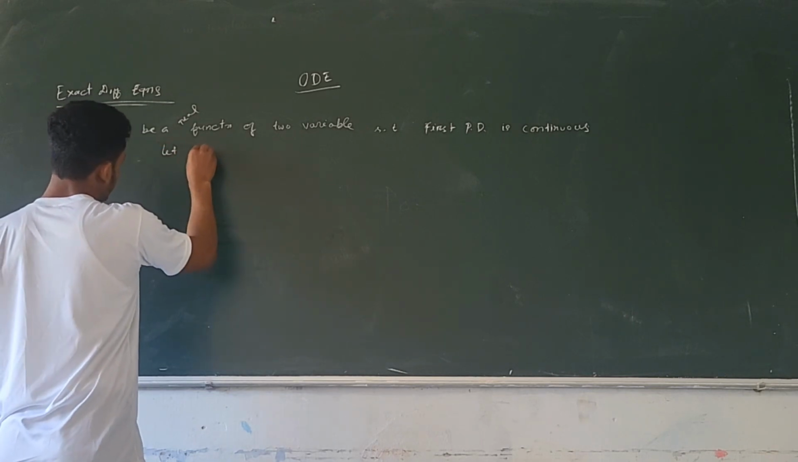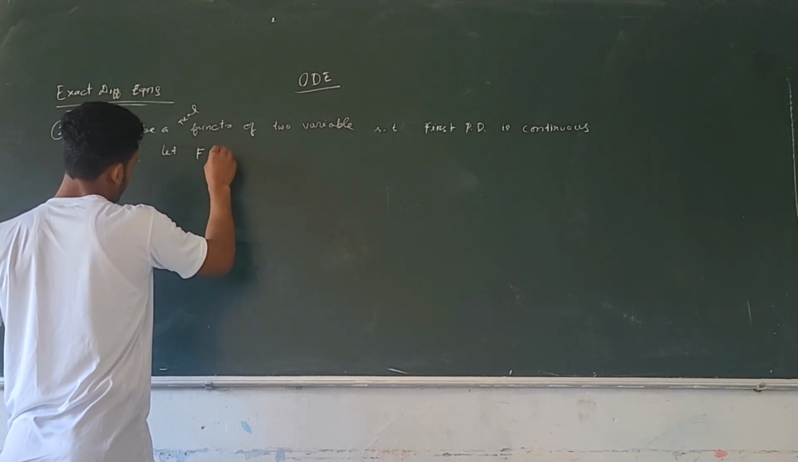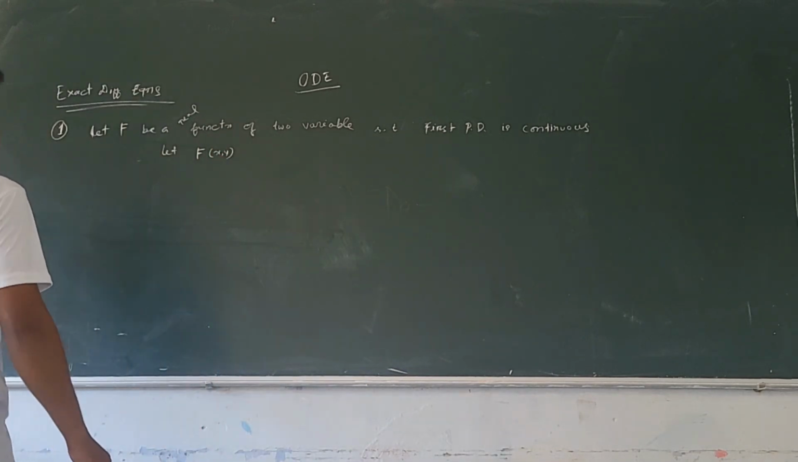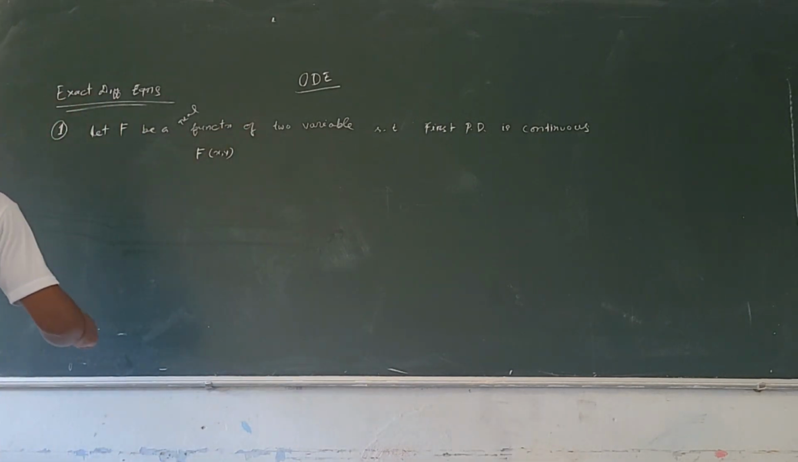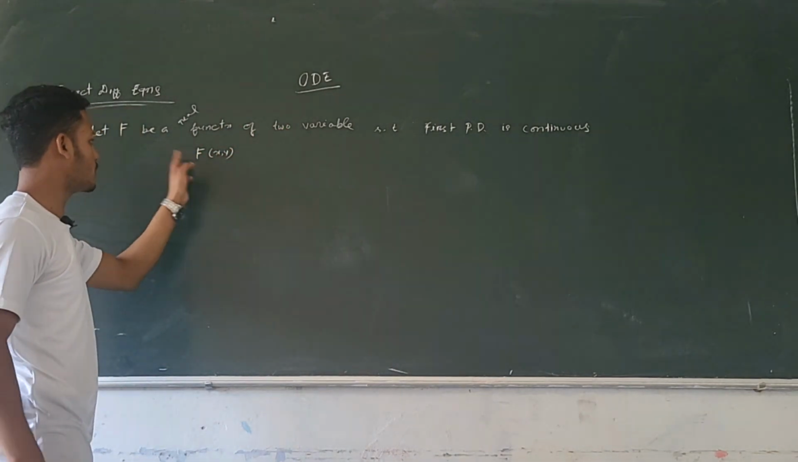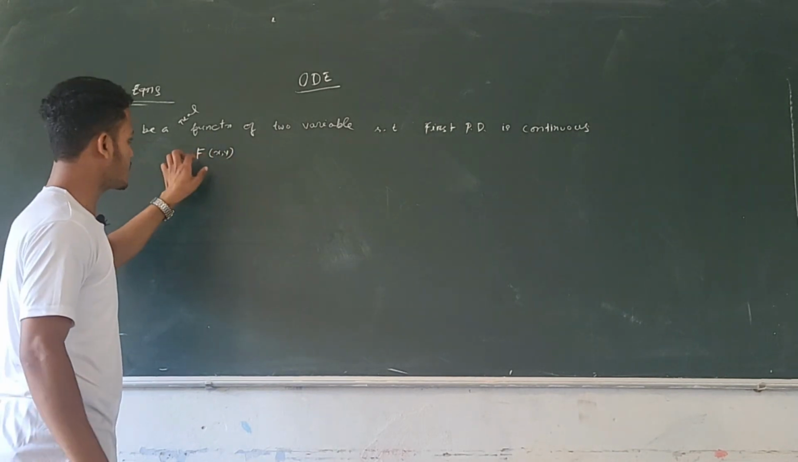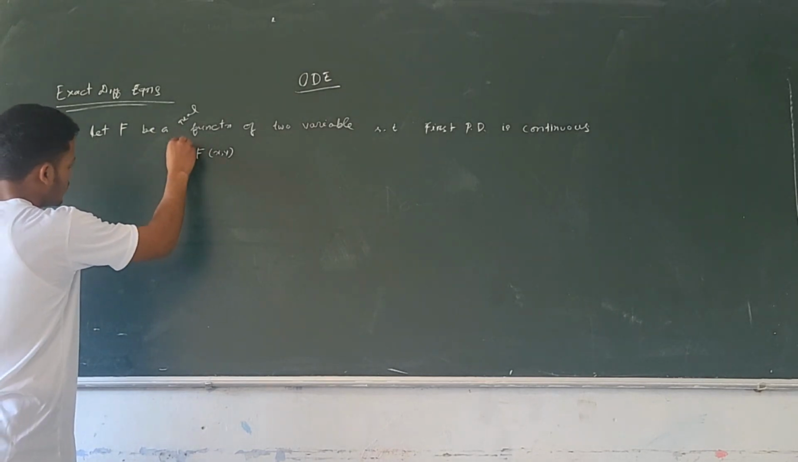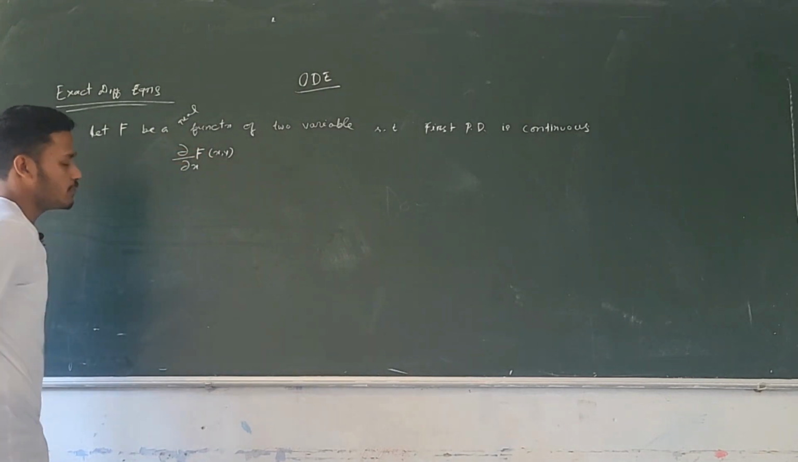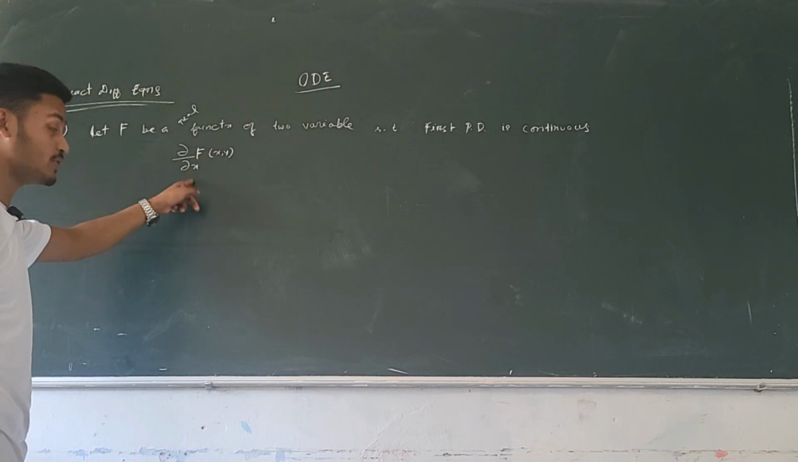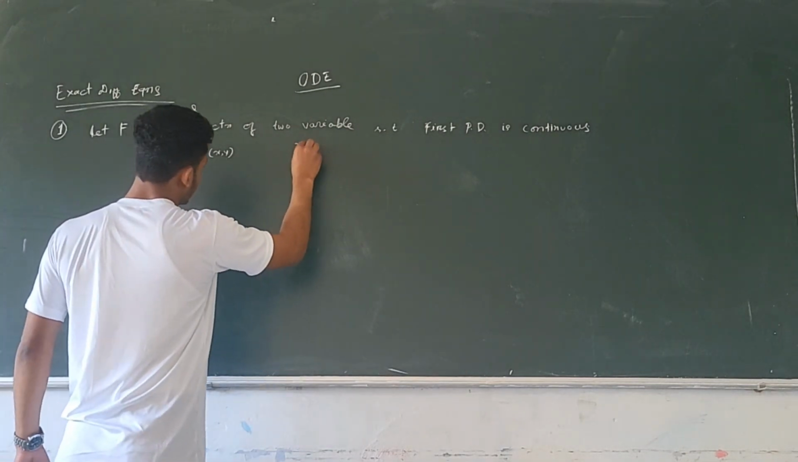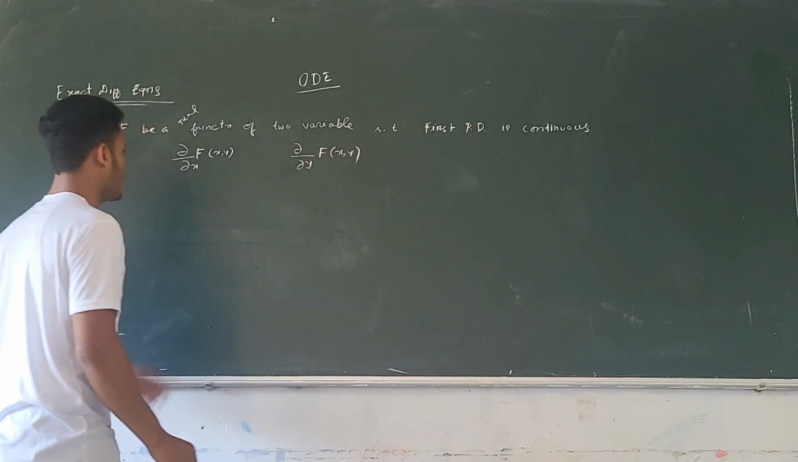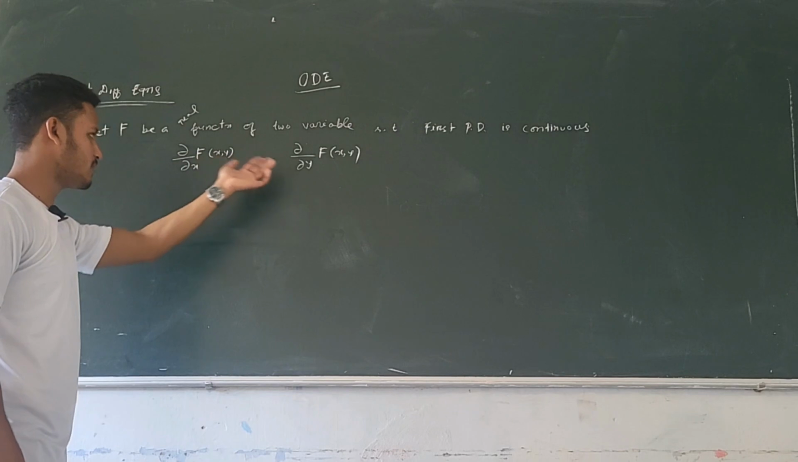Let capital F be f of x, y. So capital F is a function of two real variables, and those two real variables are x and y. So it is written as capital F of x and y. What is the partial derivative? Partial derivative is the derivative with respect to x only. So this is the partial derivative with respect to x, and another is with respect to y. So this is the partial derivative.